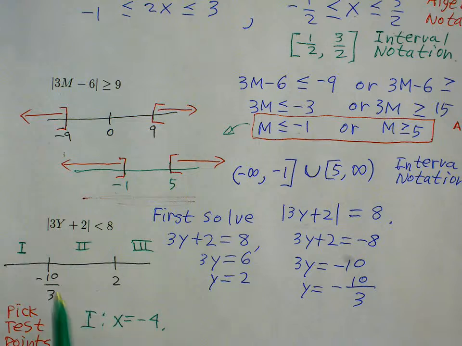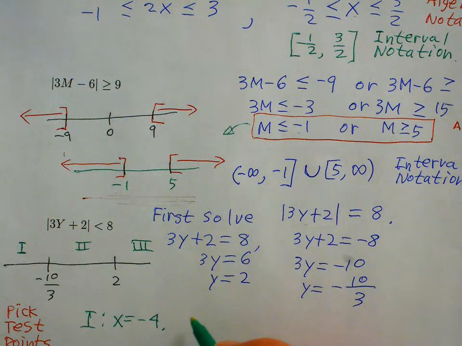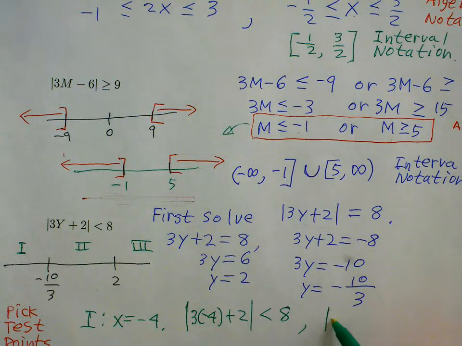And then in the inequality, the absolute value of 3y plus 2 is less than 8. I'm going to replace y with negative 4. So I'm going to get the absolute value of 3 times negative 4 plus 2 less than 8. Let's do a little bit more arithmetic all at once. Inside the absolute value, 3 times negative 4 is negative 12. Negative 12 plus 2 is negative 10.